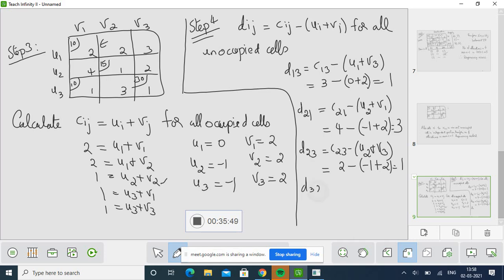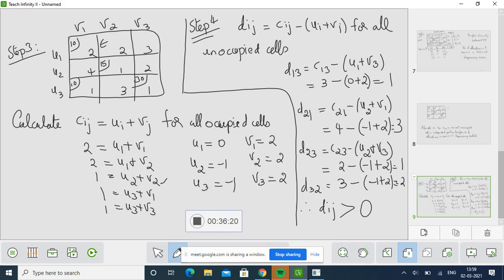Then I have to find D32. So directly shall we write D32? This is third row, second element, 3 minus U3 plus V2. U3 is minus 1, V2 is 2, which is equal to 2. Therefore, what happens? All my Dij are strictly greater than 0. Am I correct? It's 1, 3, 1 and 2. Therefore, all my Dij are strictly greater than 0.